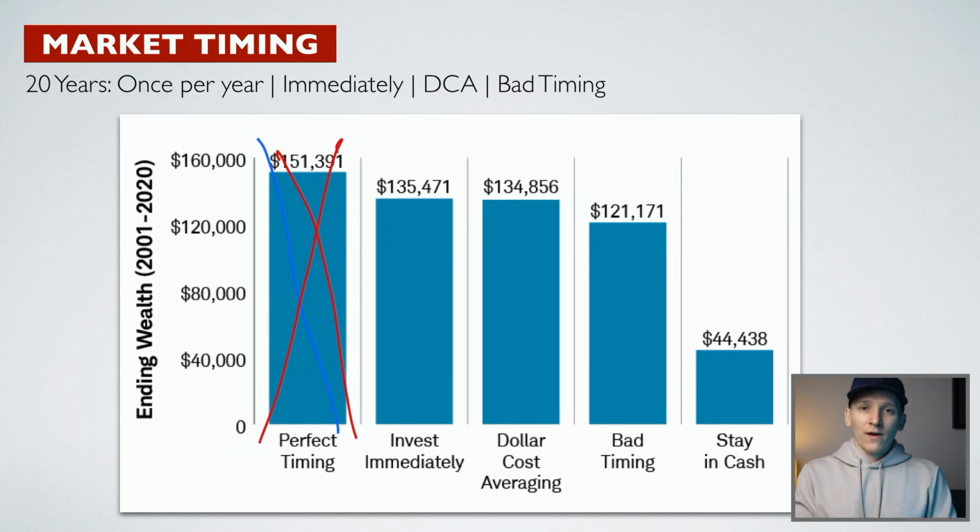The next one is invest immediately. Again, this makes sense because if we assume that the market, the S&P 500, just goes up generally each year, it actually returns around 8 to 10% a year if you reinvest dividends.